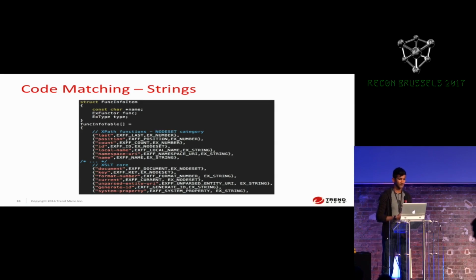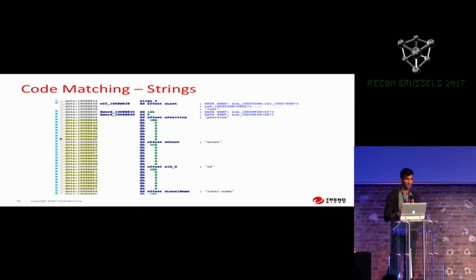So start off using a very, very well-known technique, and that's just looking for strings. Here we have this struct with a pointer to a string, followed by two enum values, an xfunctor and xtype. But in the binary, that's just going to look like raw integers. Since this is a 32-bit application, it's only going to be a DWORD each. And so if we look for last in position, we see a structure, and we can glean that this is the exact same structure we were just looking at, the func information table.